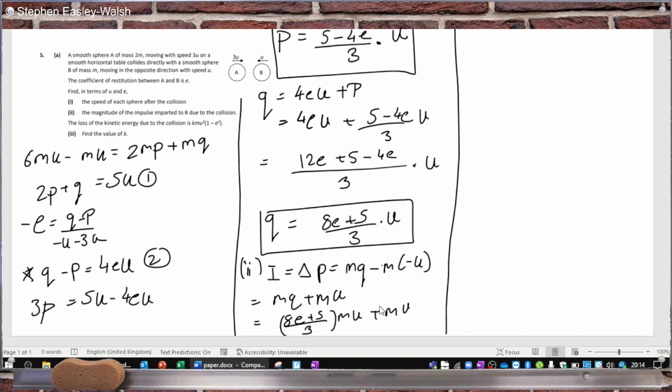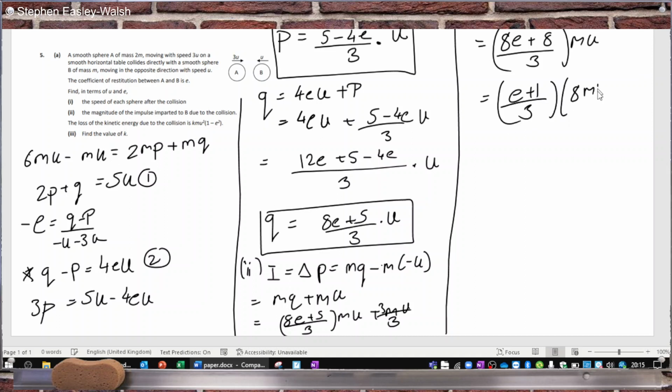So if I multiply above and below by 3 here, that's 3mu plus 5mu, that's 8mu. So that's 8e plus 8 over 3 mu, I think. Or in other words, (e plus 1) over 3 times 8mu.